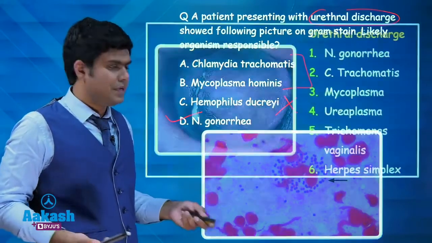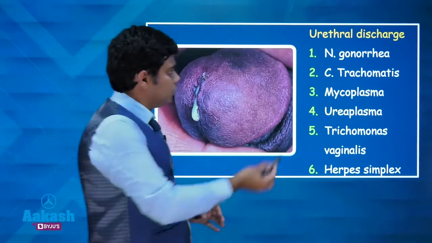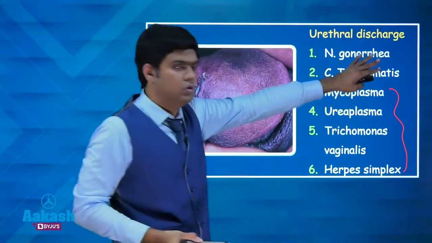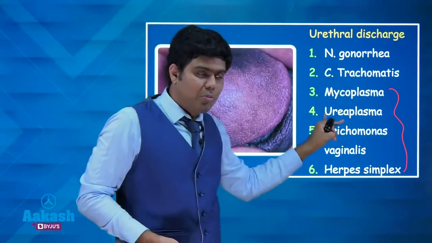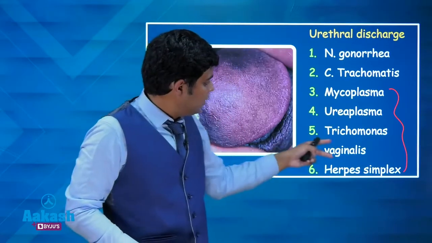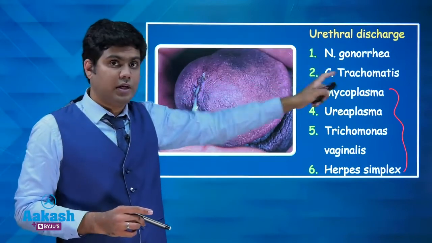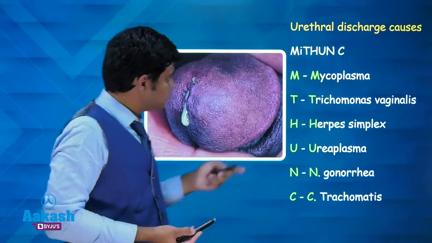Okay, simple. So this is the list of causes of urethral discharge. Organisms are very important. Remember these last 4 because you know this too. Neisseria gonorrhoeae, Chlamydia trachomatis can cause discharge. Mycoplasma, ureaplasma, trichomonas, we have got herpes simplex. So Trichomonas vaginalis and herpes simplex also can cause urethral discharge. Again, this can come as multiple choice questions, right?